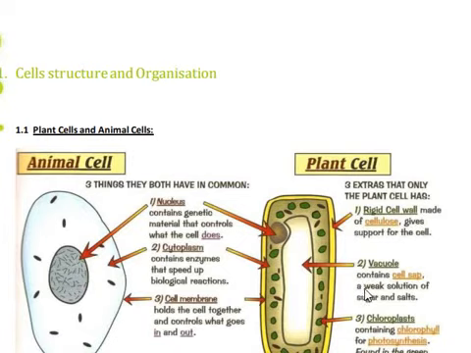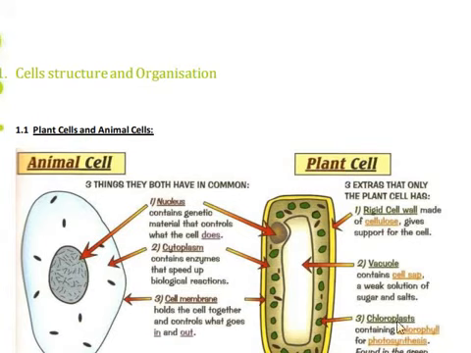From there we have this green pigment, which are called the chloroplasts. What is the function of the chloroplasts? The chloroplasts contain the chlorophyll, which is the green pigment. What is the function of the chlorophyll? The chlorophyll traps sunlight, which is used for photosynthesis.